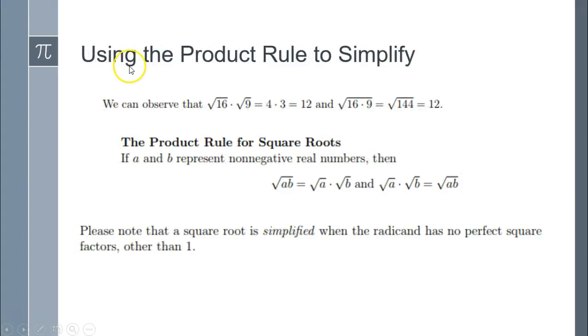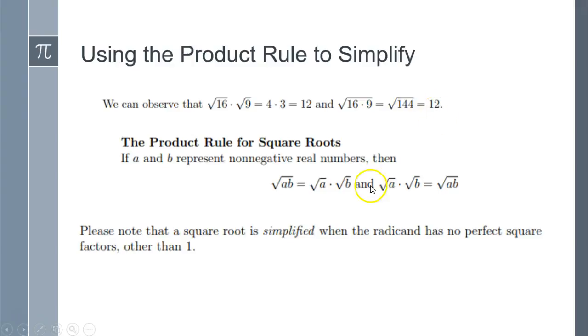So here's the product rule. We can't break up sums, and we can't combine the square root of 16 plus the square root of 9, but it turns out we can combine products. So I see square root of 16 is 4, square root of 9 is 3, and when I multiply them I get 12. Well, it turns out 16 times 9 is 144, and the square root of 144 is 12.